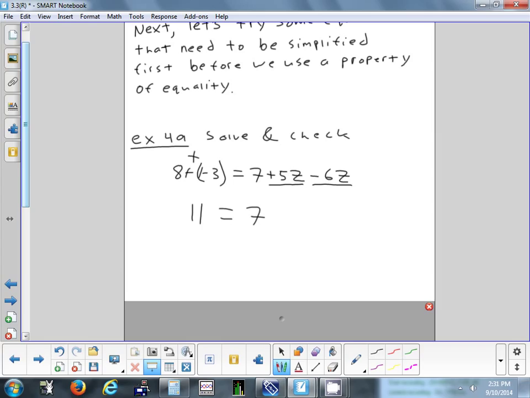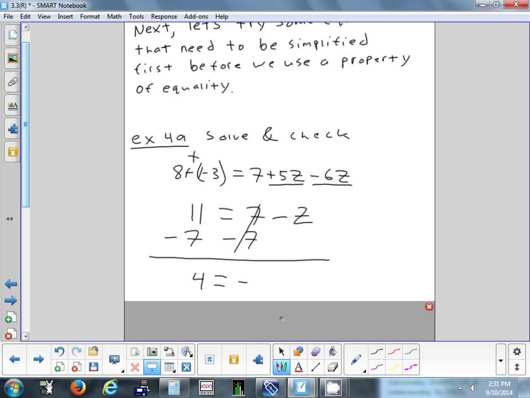Okay, so what do we get? Positive 5z, take away 6z. Negative what? Negative 1z. Yep, negative 1z. Okay. 2 steps left. What's our next step? Take away 7 from both sides. 7 minus 7 is 0. What's 11 minus 7? 4.